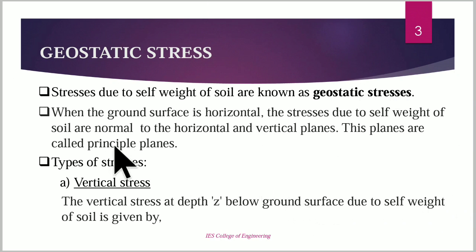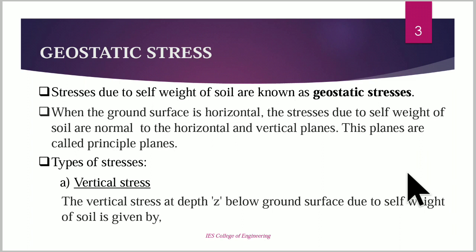Now, coming on to geostatic stresses. Stresses due to self weight of soil are known as geostatic stresses. When the ground surface is horizontal, the stresses due to self weight of the soil are normal to the horizontal and vertical planes. These planes are called principal planes, and there occur two types of stresses. They are vertical stress and horizontal stress.